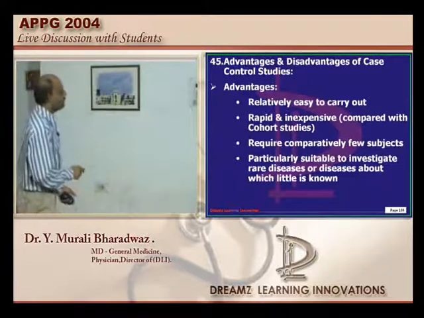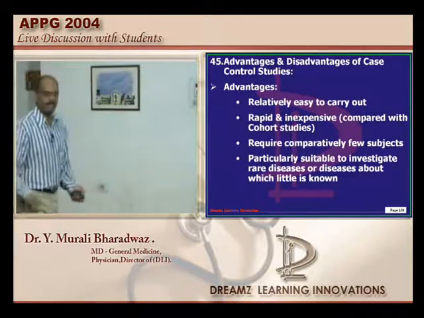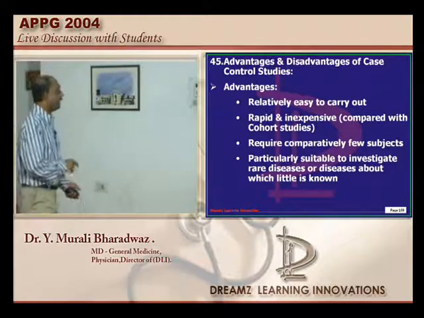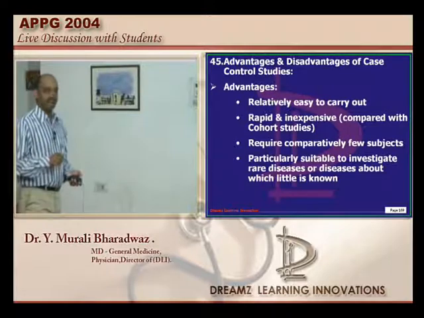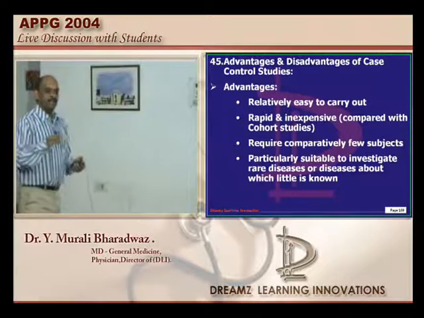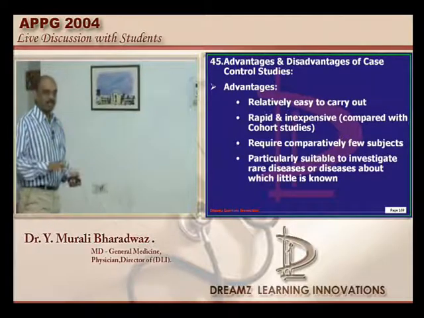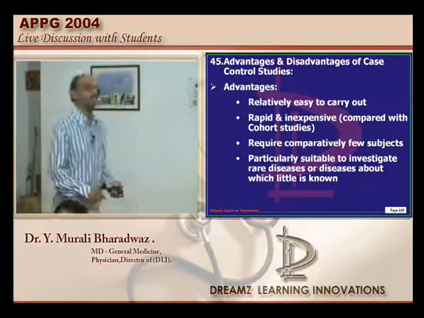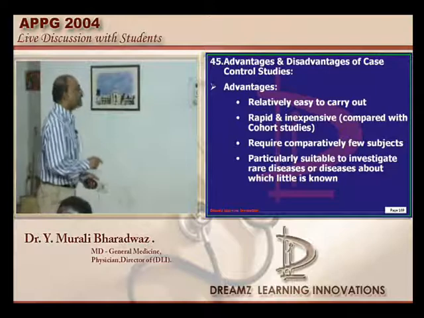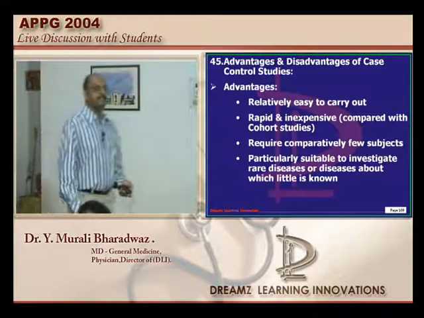So it is very inexpensive also, unlike the cohort Framingham study, where you require national funding. And it requires comparatively few subjects. 20 people here, 20 people there, you can conclude that in Hyderabad city, lung cancer is more. You can't conclude that, because attributable risk cannot be given in the case control trial, is what needs to be remembered. And it is particularly suitable for investigating rare diseases.